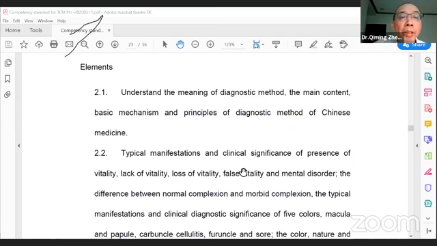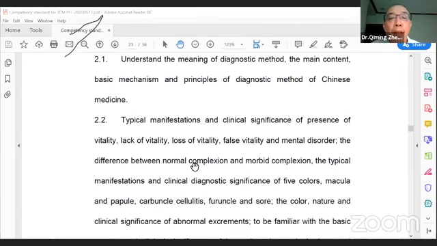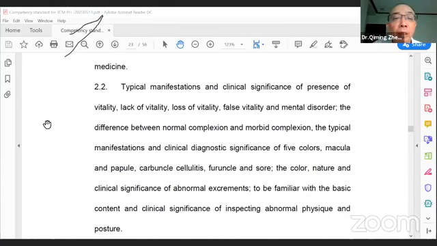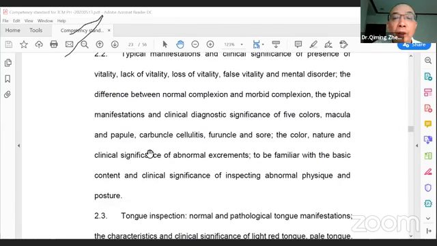The elements here: the first point is to understand the meaning of diagnostic method. The main content contains the basic mechanism and principle of diagnostic methods of Chinese medicine. Typical manifestation and clinical significance of presence of vitality, lack of vitality, loss of vitality, or forced vitality, and mental disorder. The difference between normal complexion and morbid complexion. The typical manifestation and clinical diagnostic significance of 5 colors, macular, and papular.